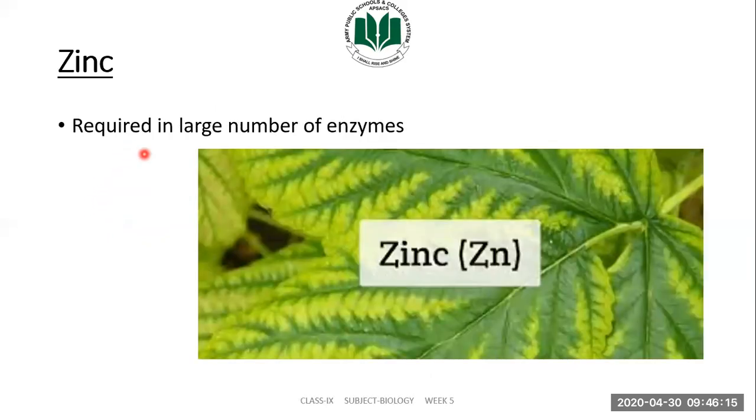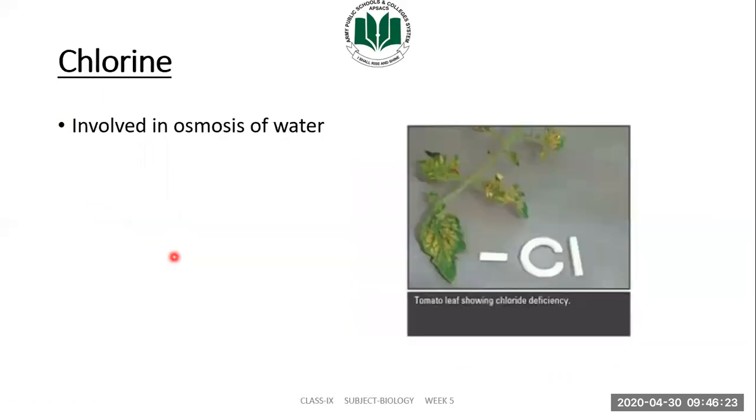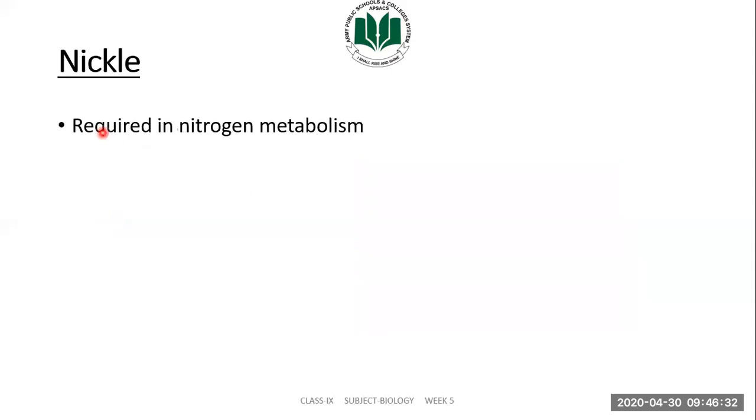Further, zinc, it is required in a large number of enzymes. The symbol is Zn. Enzymes which are responsible for photosynthesis, for respiration, in each and every task. Chlorine, the symbol is Cl. It is involved in osmosis of water, which is a movement of water molecules. Nickel, last but not the least, it's required in nitrogen metabolism. As we already discussed, nitrogen is converted into nitrates and nitrites, so then it can be consumed by the plants and is used for many other purposes, for protein synthesis and for many enzymes.